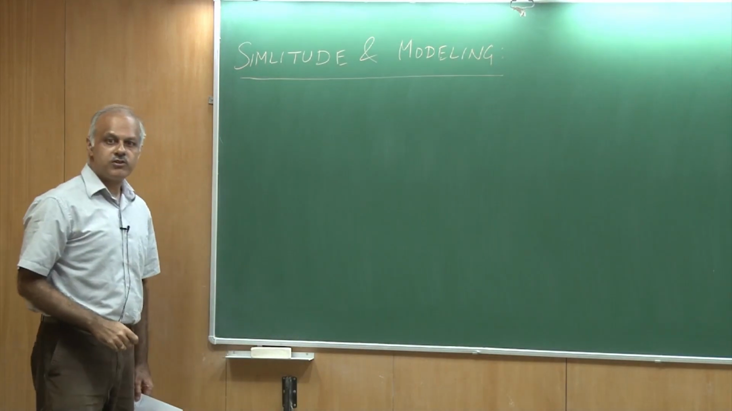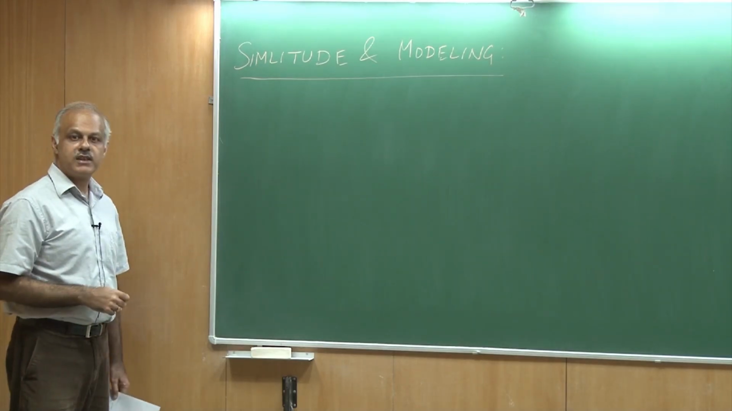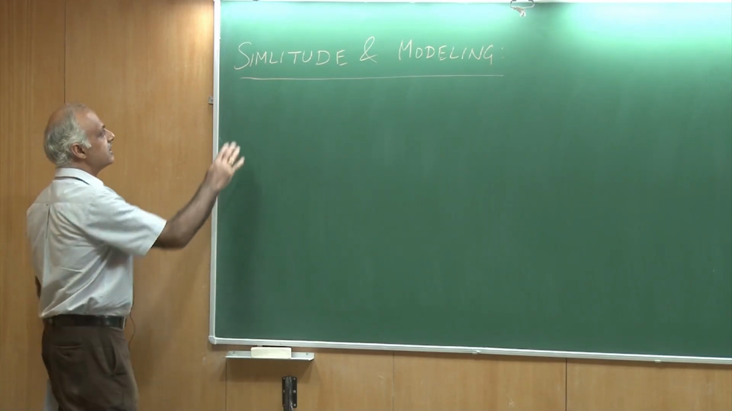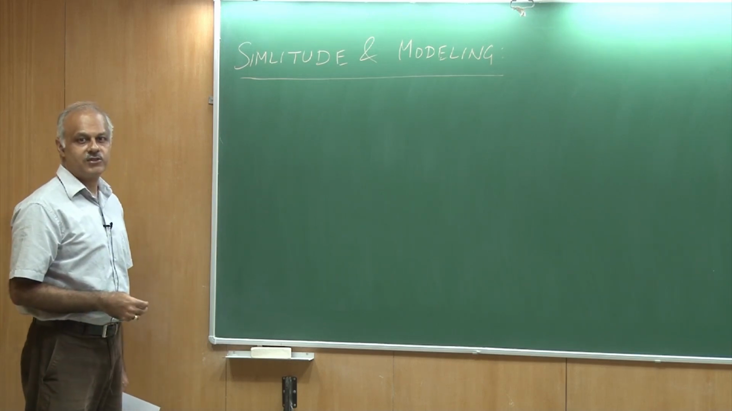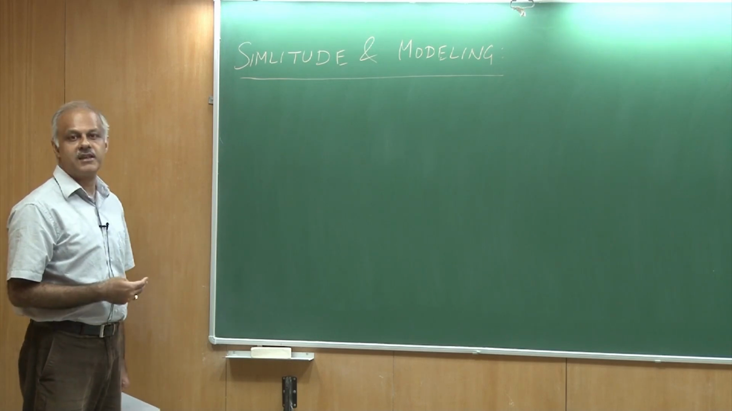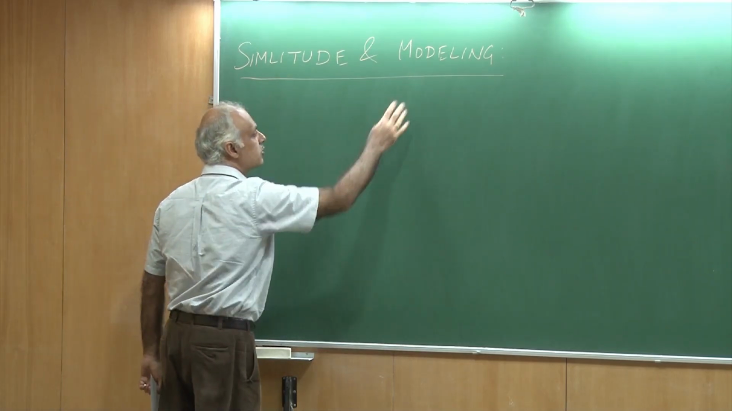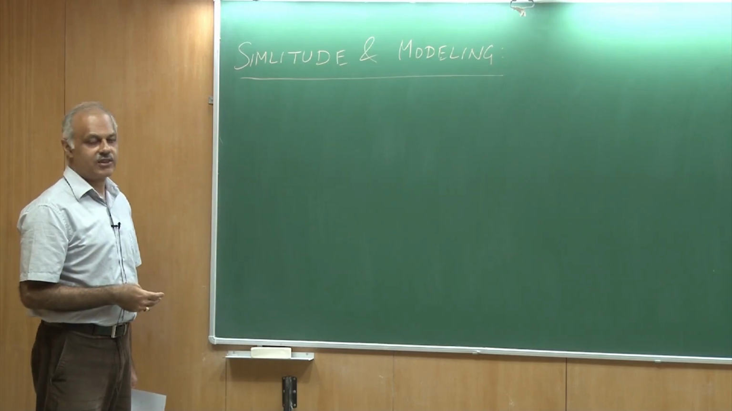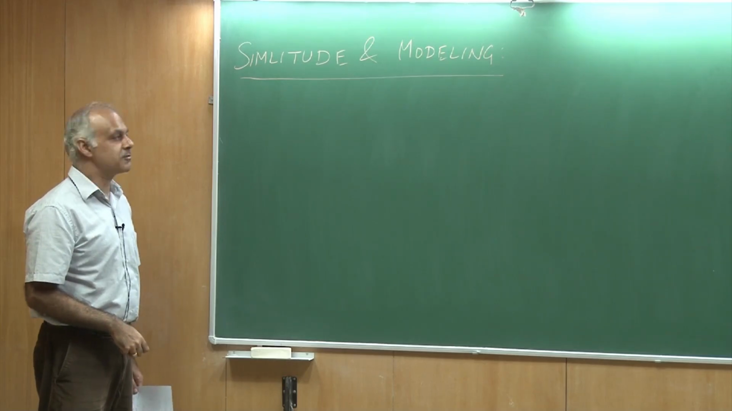I hope by now you have got a fair idea of the meaning of these two words in this phrase, similitude and modeling. As the name suggests, similitude refers to similarity. How do you make flows similar? And then how do you model using these similarities to get the desired results? That whole thing is very important from an engineering perspective.